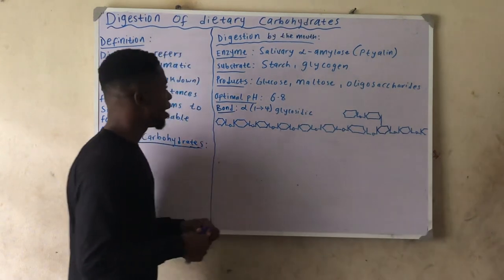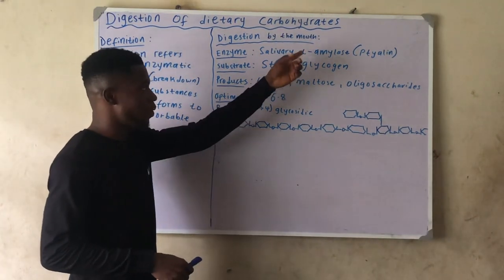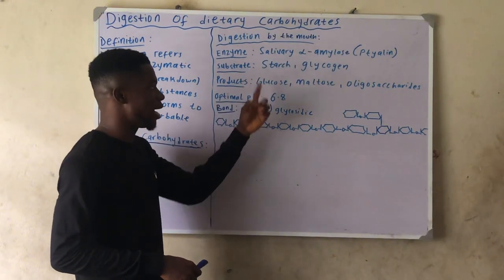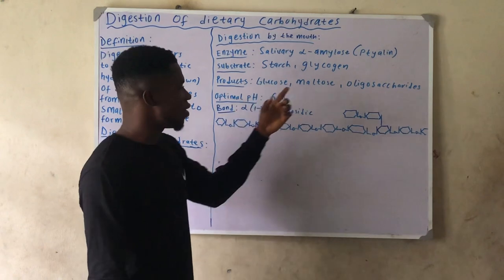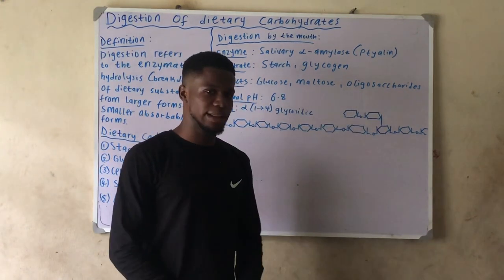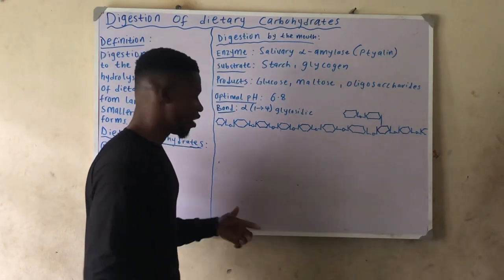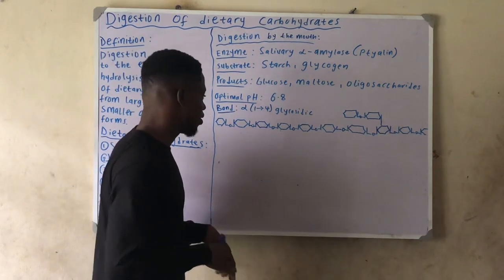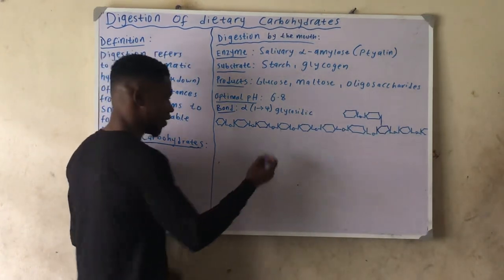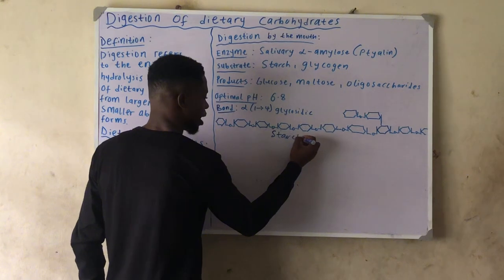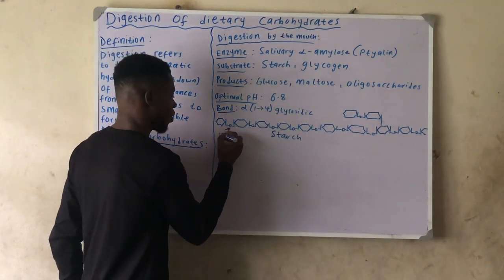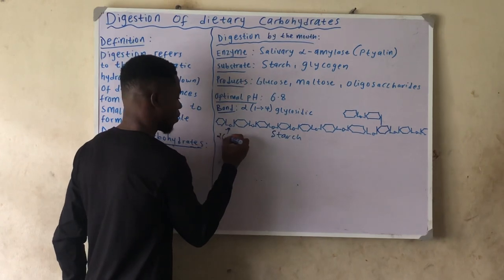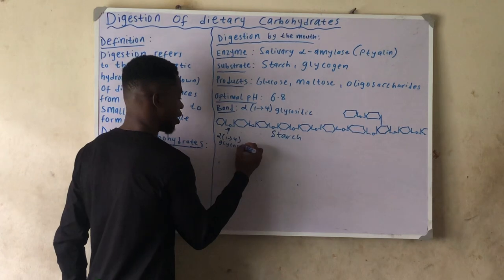So when this enzyme present in the mouth acts on this bond that is found in starch, you have a couple of products. You have glucose, you have maltose, and you have oligosaccharides. I'll just use this schematic and explain so you don't feel like it's too much. This is a schematic for starch. Starch has a bond called alpha 1,4 glycosidic bond.